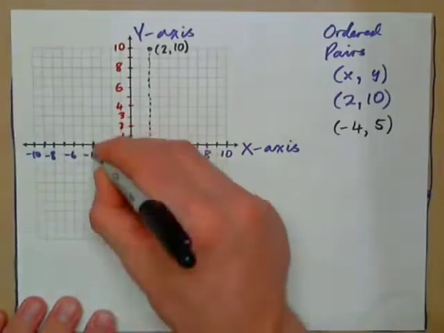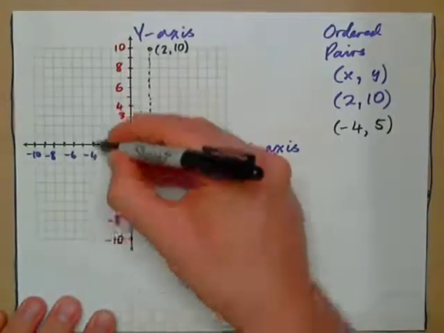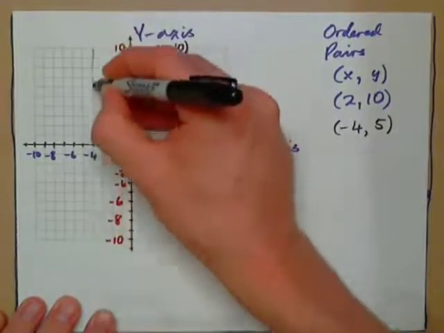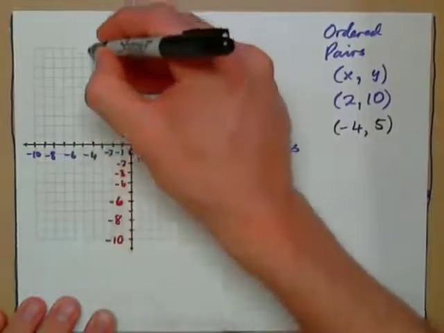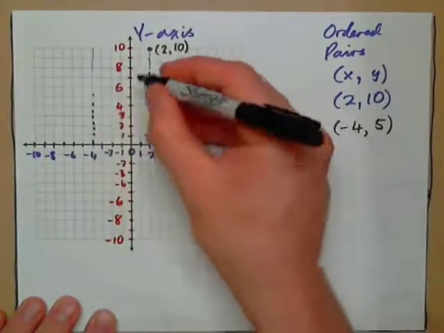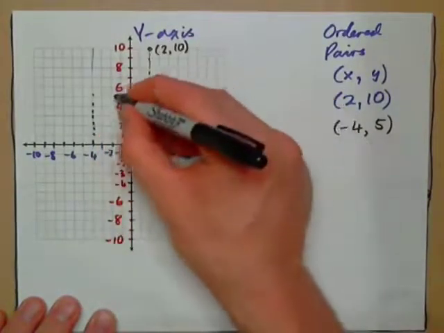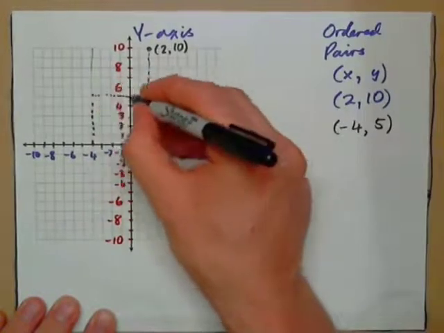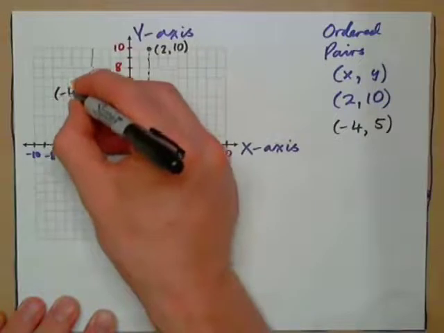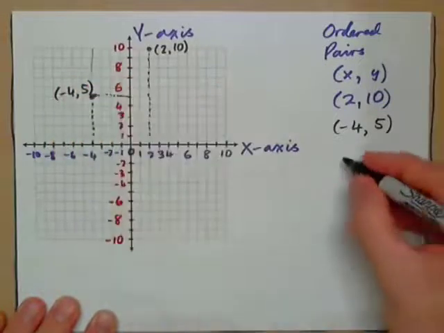Right here, isn't it? Now go up and down and find where y is 5. So you're going up and down this line here, the negative 4 line, and find out where y is 5. So if you go up like that, y is 5 right here, isn't it? And so when y is 5 and x is negative 4, they intersect right here. That's negative 4, 5. Okay?